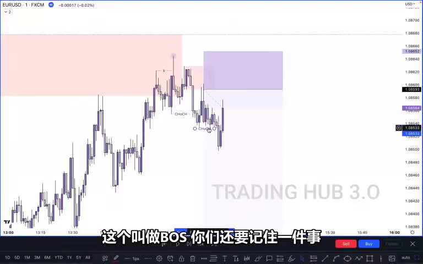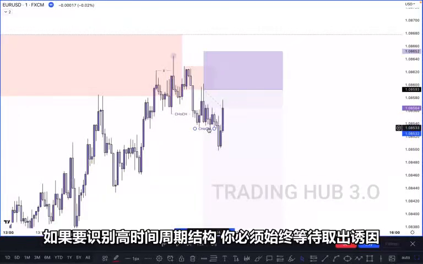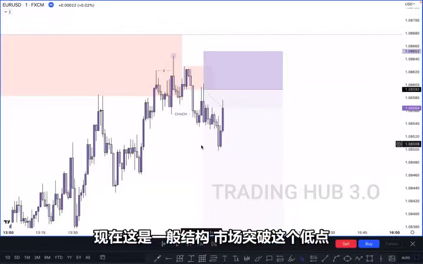You have to remember one more thing: this is our general structure, and you have to follow the general structure when the market taps on PY. To identify the higher time frame structure, you must always take out the inducement to confirm the lower low, lower high and higher high, right? So this one is our general structure.